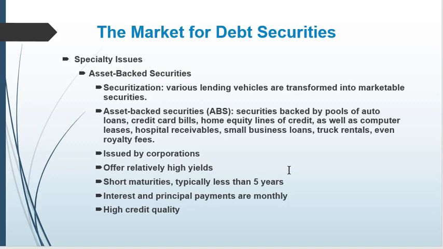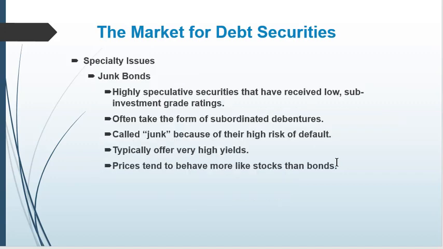Asset-backed securities are very similar to the mortgage-backed securities, except these have different types of debt, right? So auto loans, credit cards, some equity lines of credit, right? These are basically business kinds of loans that are pooled together and then sold out to the public. Again, interest and principal payments are paid monthly. Typically, they have high credit quality, right? These are typically issued more by corporations than they are by government agencies, but they serve the same purpose. That is to provide these investments that are backed by certain types of loans.